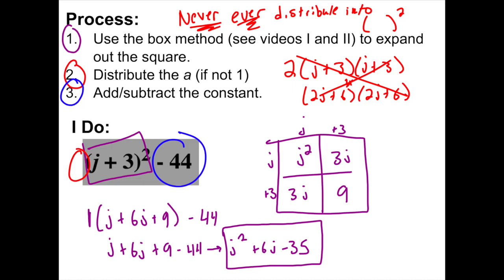Distribute the a, assuming it's not 1. If it's 1, then you just leave it, because 1 times anything is itself. And if there's a constant outside, like in this case negative 44, you add or subtract that at the very end. This is based on the idea of PEMDAS: first doing the exponent, then doing the multiplication, then doing the addition or subtraction.